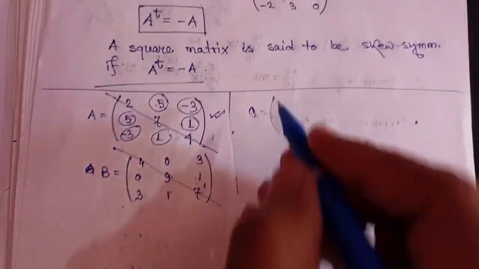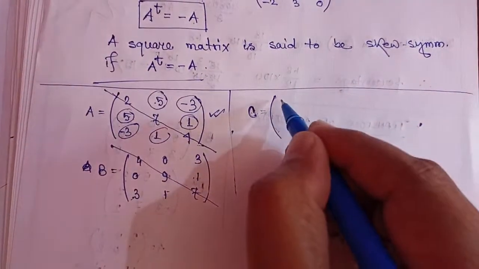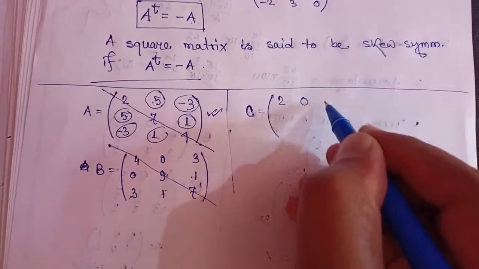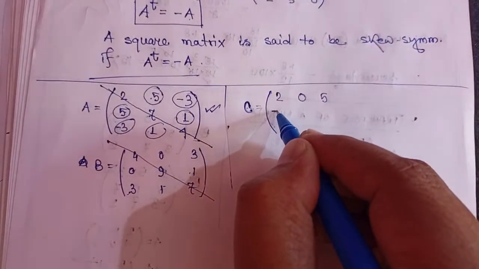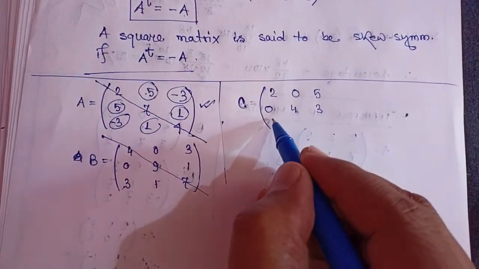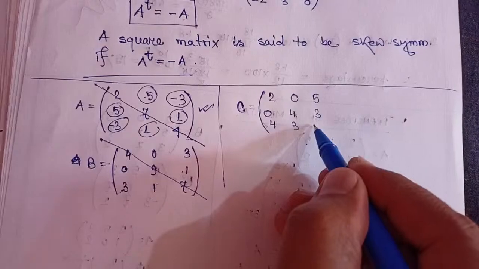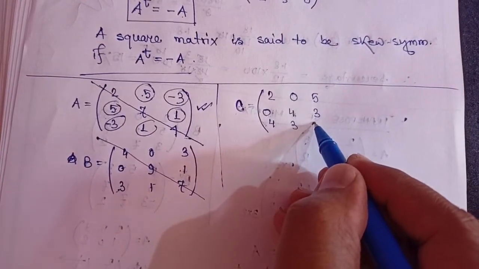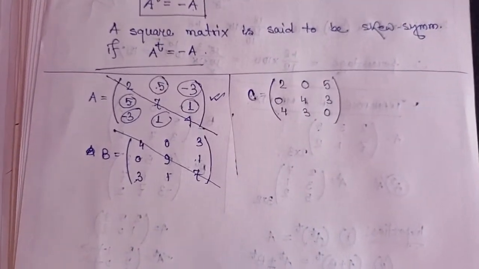Okay, sorry for the delay. So C is another matrix I am taking, which is 2, 0, 5; 0, 4, 3; 4, 3, 0. Let's check whether this is symmetric or not.